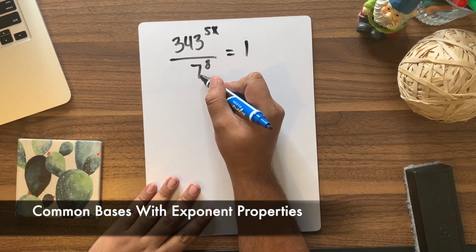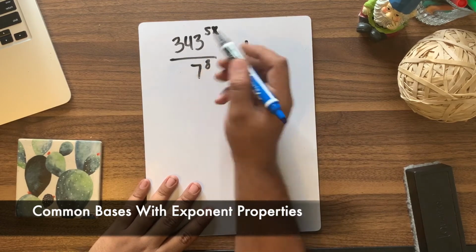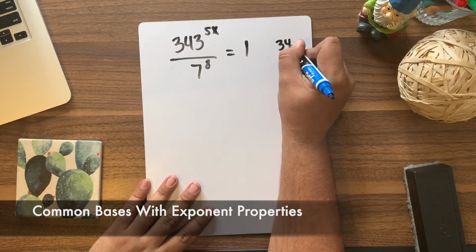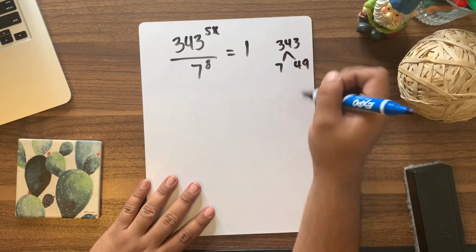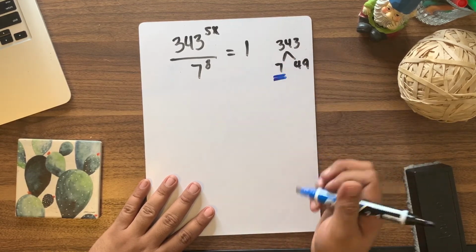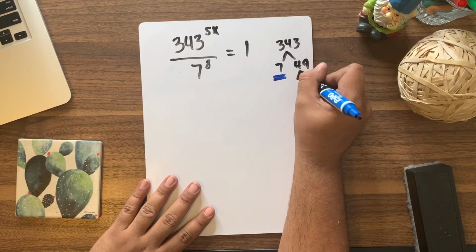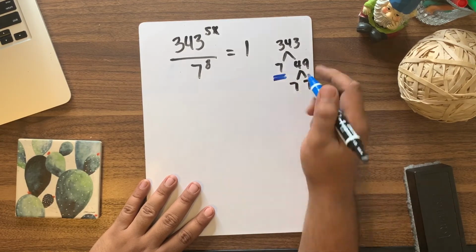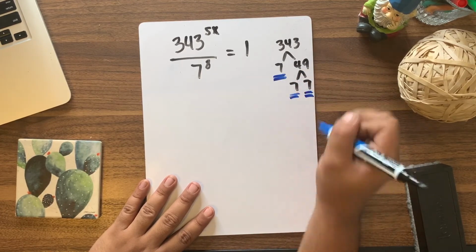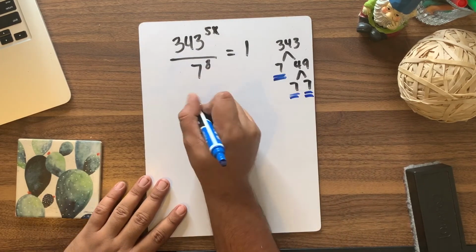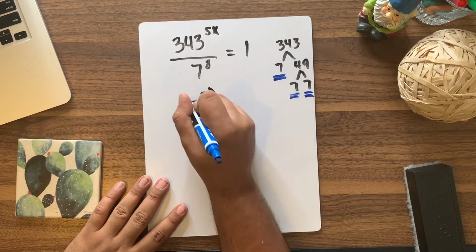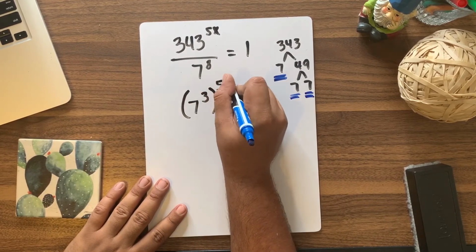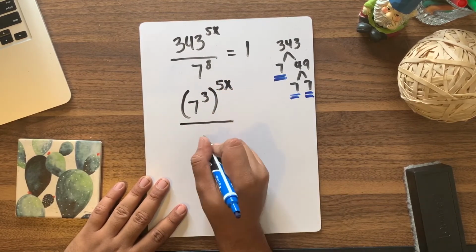I know if we take 343 and I factor it by 7, it is 7 times 49. 7 is a prime. And 49 is made out of 7 and 7. So the equivalent to 343 is 7 to the third power. And we're going to raise it to the power of 5x. We're going to divide it by 7 to the 8.